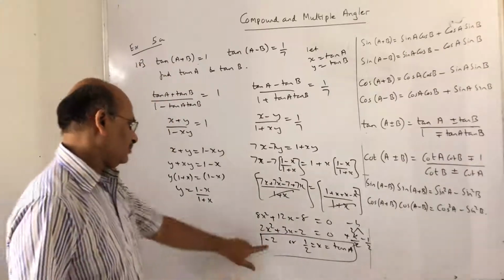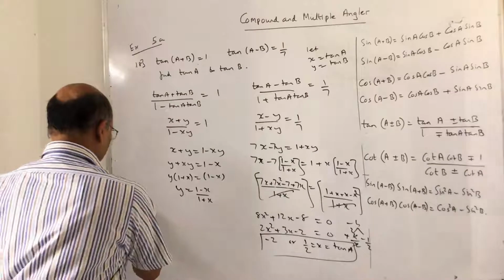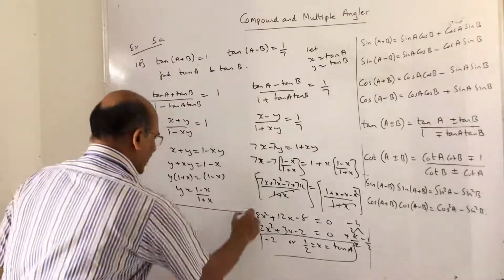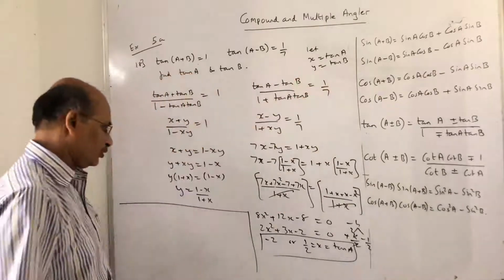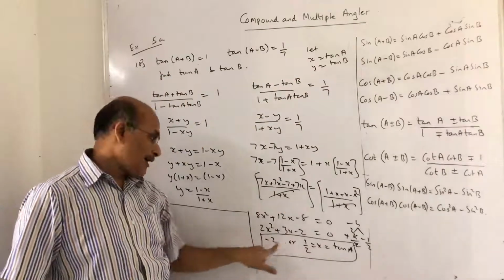Now once I understand this, I am doing the working here. Now I got tan A as minus 2 or 1 by 2. So that is x. Now I have to find y, that is tan B also. But there are two options because we got two answers for x.